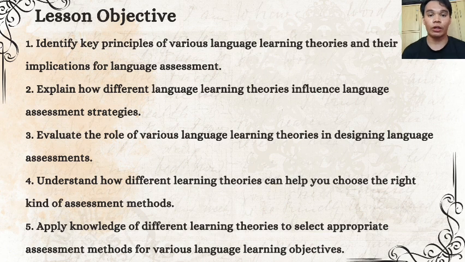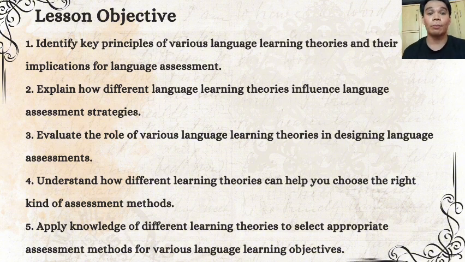Here are our learning objectives. Number one, identify key principles of various language learning theories and their implications for language assessment. Number two, explain how different language learning theories influence language assessment strategies. Number three, evaluate the role of various language learning theories in designing language assessments. Number four, understand how different learning theories can help you choose the right kind of assessment methods. Number five, apply knowledge of different learning theories to select appropriate assessment methods for various language learning objectives.